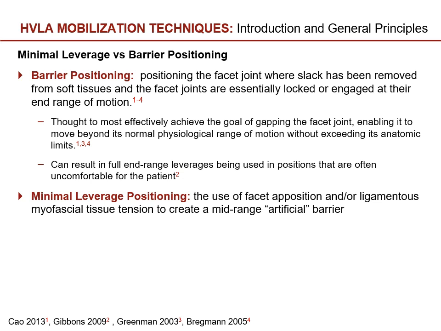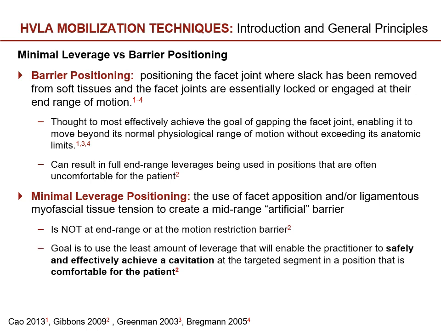And it opposes the barrier positioning in the sense that it uses the facet opposition as well as the ligamentous myofascial tissue tension to create a mid-range artificial barrier. The minimal leveraging position is not at end range or at the motion restriction barrier, but rather within the mid-range of what is otherwise available for the person's cervical spine or lumbar spine, depending on the particular spinal region in question.